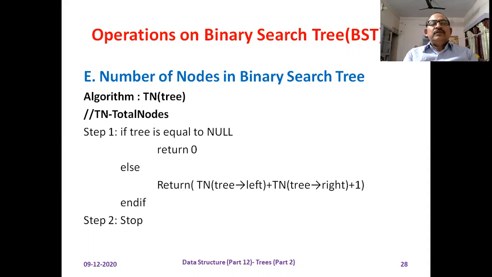Next, suppose we want to determine the number of nodes in the binary search tree. Again, it is very easy to write a recursive function for this problem. If tree is equal to null, return 0. Otherwise, return total number of nodes, Tn of tree left plus Tn of tree right, plus 1. Here you can see the recursive function. Next, end if, and the next step is the stop.